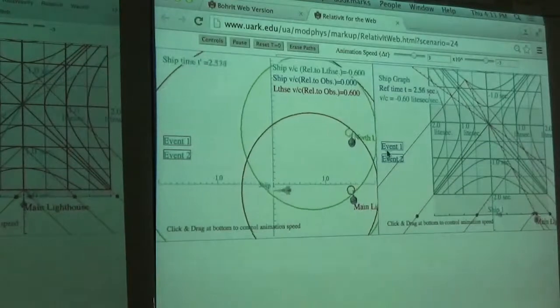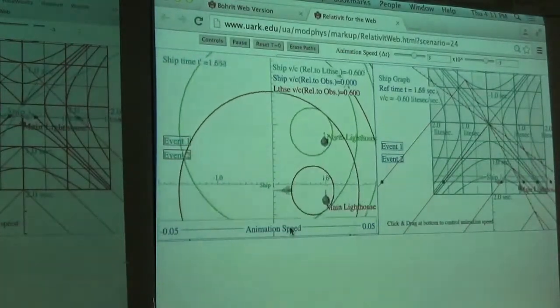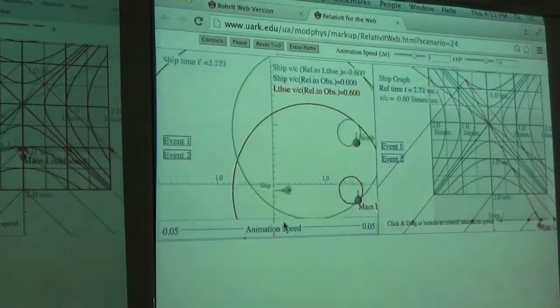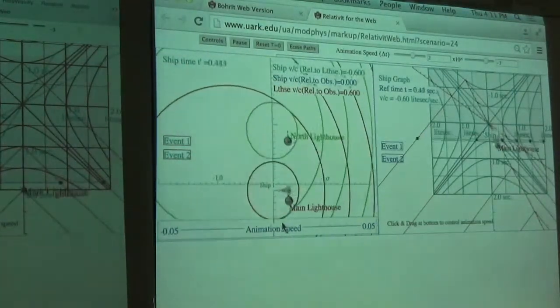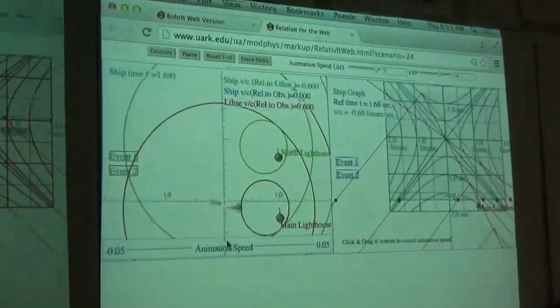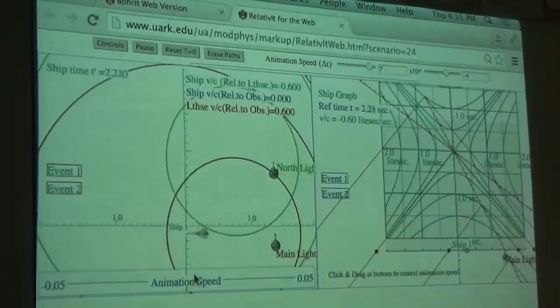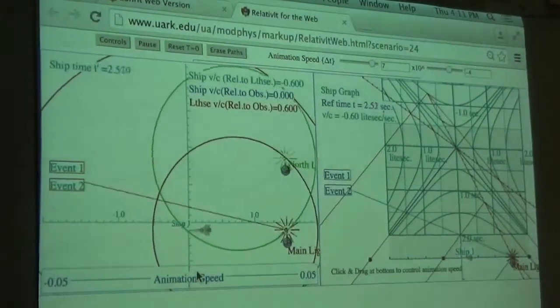What I'm going to do though is reach down here and reset the animation speed to something fairly slow, so that we can talk about it. And I'm going to do the same with this one.